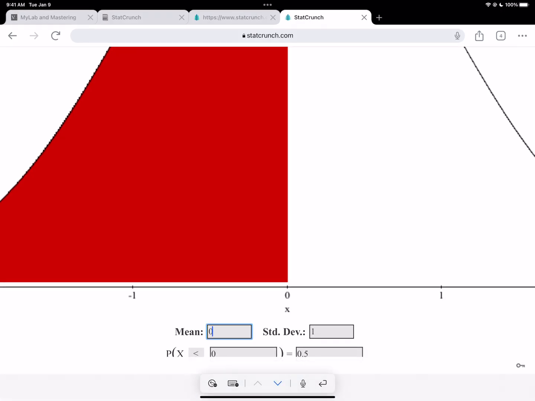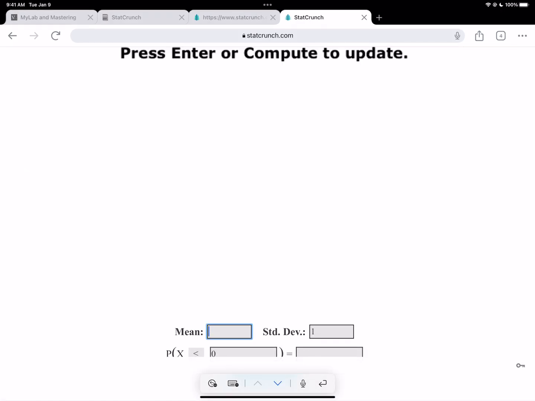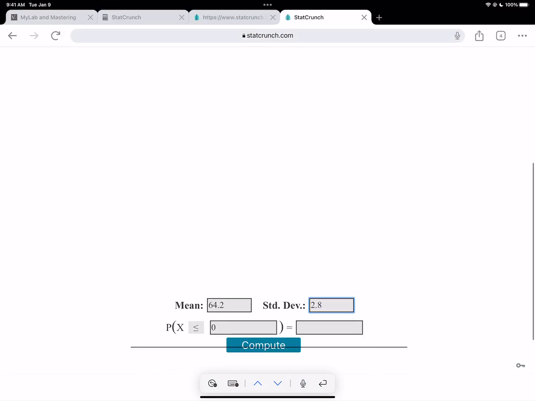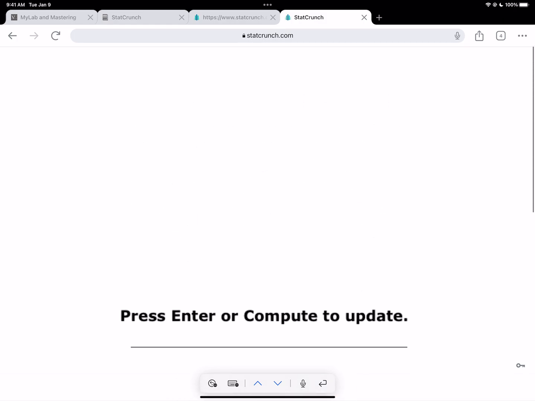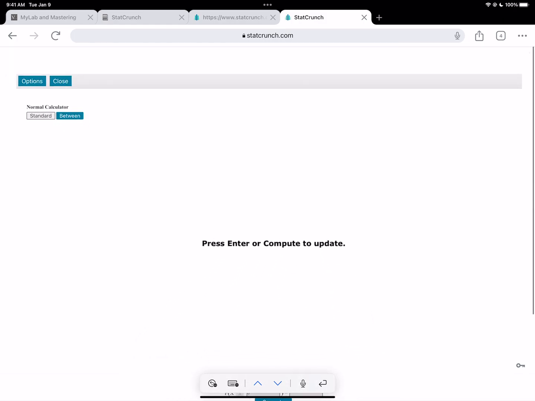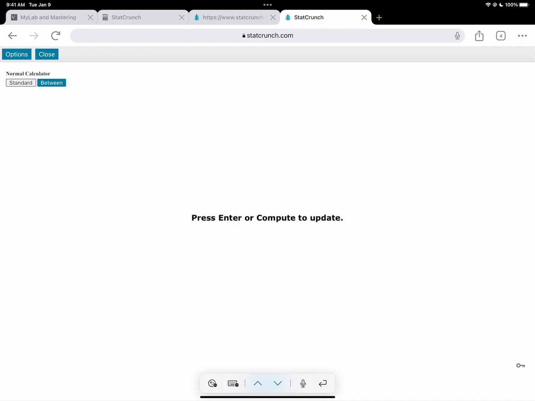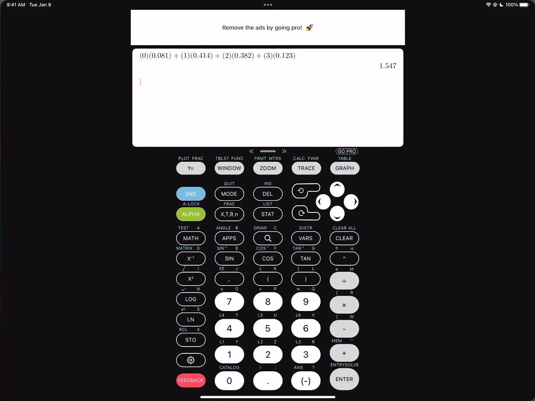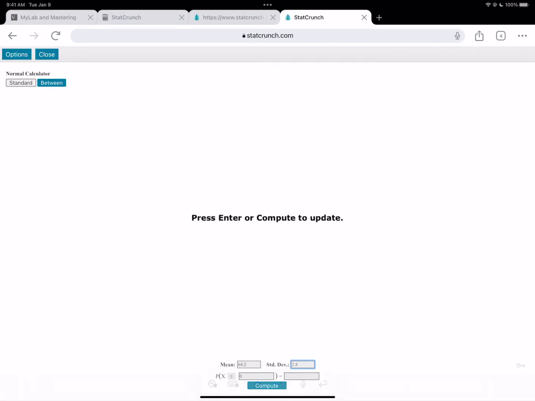Okay, so our mean was 64.2 and our standard deviation was 2.8. Now we need to understand what type of calculator we should use here. I know we're in the normal calculator, but in the top left option, you see where it says standard or between? We're going to do the between option because we're going between 60 and 66. So I'm going to select between.